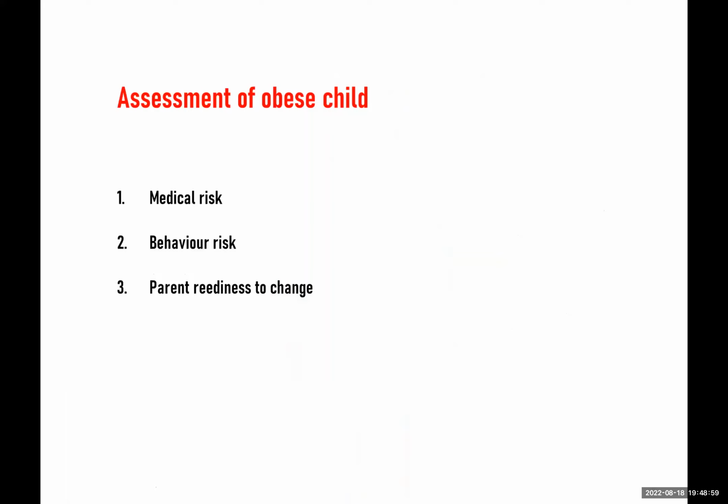Assessment of the obese child: how do we assess an obese child? If you come across an obese child, how are we going to tackle the problem? The most important thing when assessing the obese child is to assess the medical risk, the behavior risk, and parent readiness to change. Medical risk, behavior risk, and parent readiness to change. Why parent readiness to change? Because sometimes you offer the parent information and something to do for their obese child, but the parents themselves do not think their child has a problem. So this is very important. You have to check it.